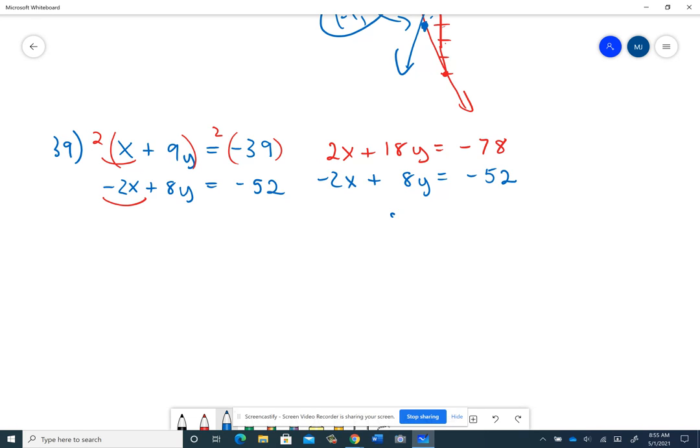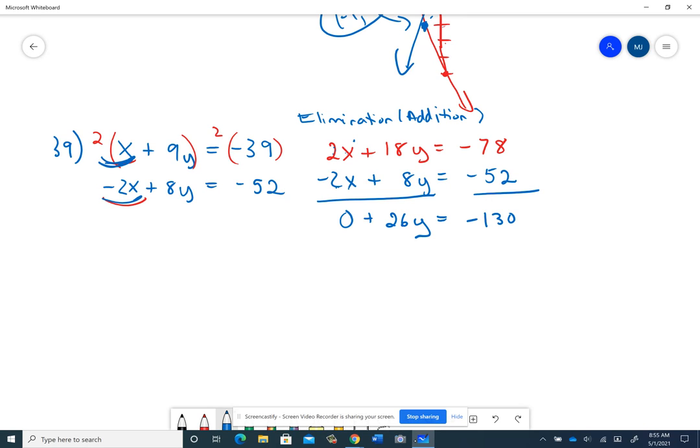So we'd wind up with 26y, and that equals negative 130 over there on the right. At this point, I'm adding the two equations. So I'm using elimination, also called the addition method. What I did was I worked on getting the things in front of the x's to be opposites, one positive, one negative, so that when I add them, see how those are going to add up and be 0 here? So I really just have 26y equals negative 130.